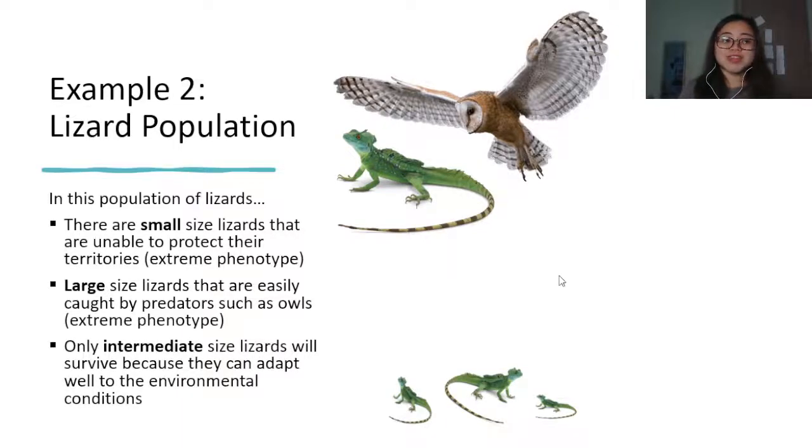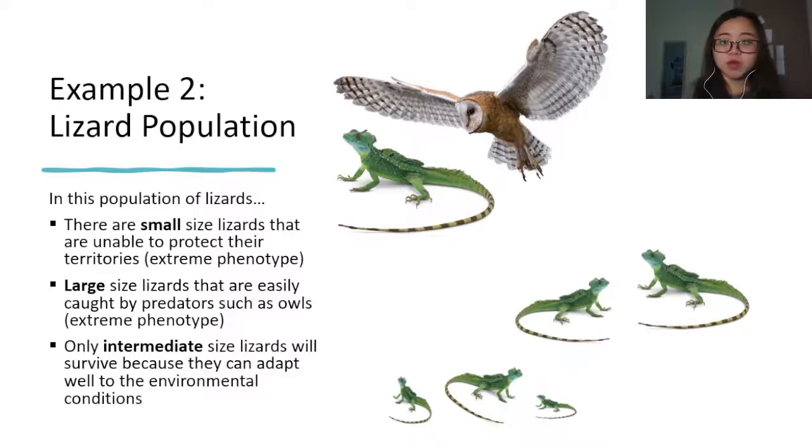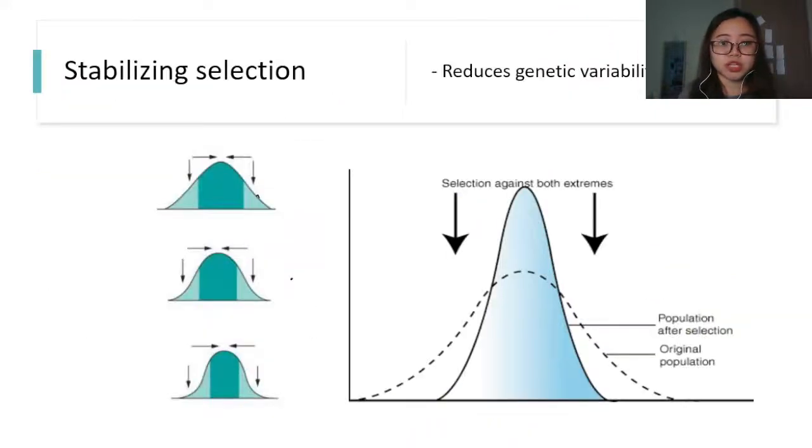But we also have these intermediate-sized lizards, which will survive because they can adapt well to the environmental conditions, but they're also not the first pick when predators come to eat. Okay, so ini yang tengah-tengah ini yang lebih banyak chance untuk hidup berbanding yang terlebih besar ataupun yang terlalu kecil. So this is an example of stabilizing selection in a lizard population. So once again, this is stabilizing selection.